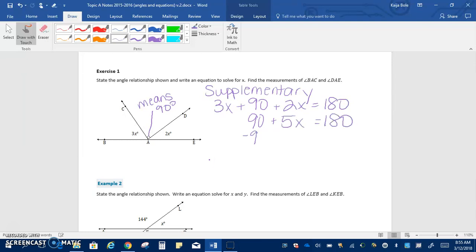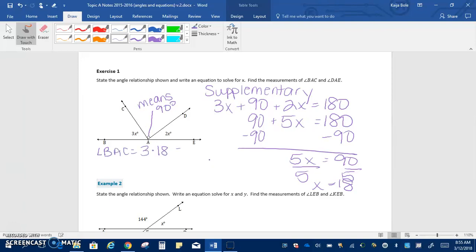Then we subtract 90 from both sides. We get 5x equals 90. We divide by 5, and we get x equals 18. But now to find the angle values, first for angle BAC, we'd have to do 3 times 18, which would be 54 degrees. And then angle DAE would be 2 times 18, which would be 36 degrees.